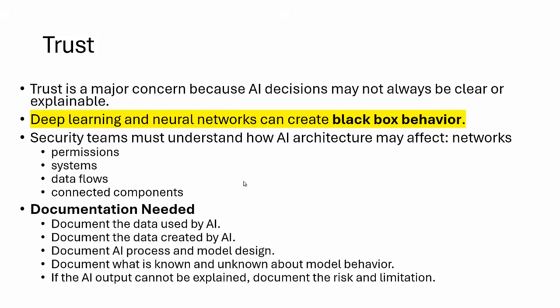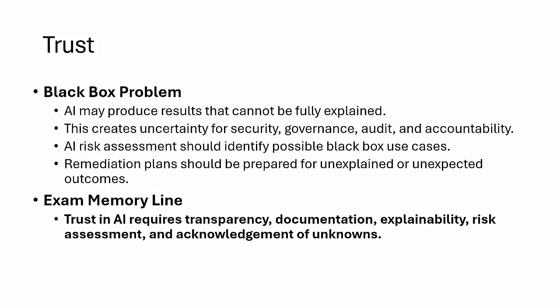That's very important. The problem here with AI is the black box. Okay, so neurons are there. They're processing the data. They're doing end-to-end processing of data, but we don't know what the outcome is. So it creates an uncertainty for security, governance, audit, and all that. So we have to make sure to do a proper risk assessment to identify possible black box use cases. And according to that, we can remediate. But if you really want to build good trustworthiness in the AI tool, transparency and explainability is the most important part along with your documentation.